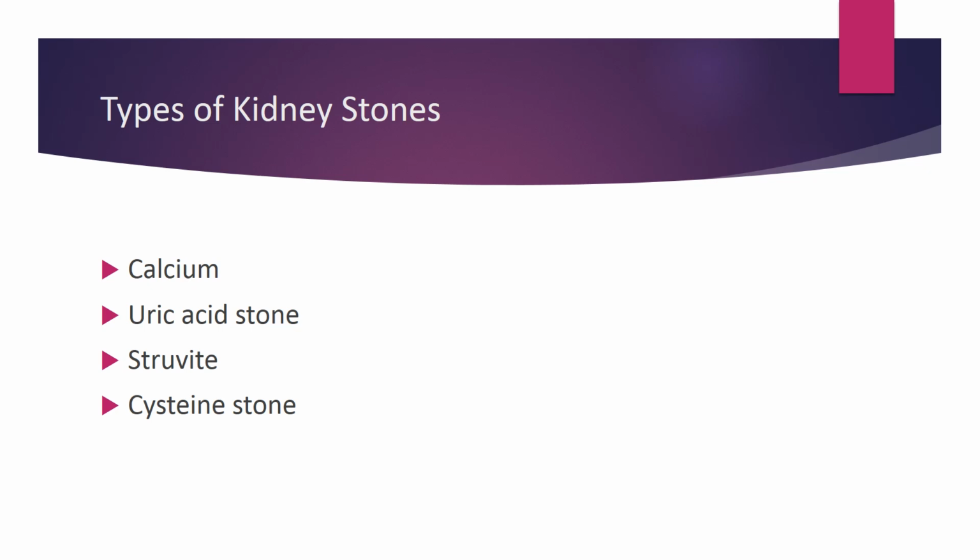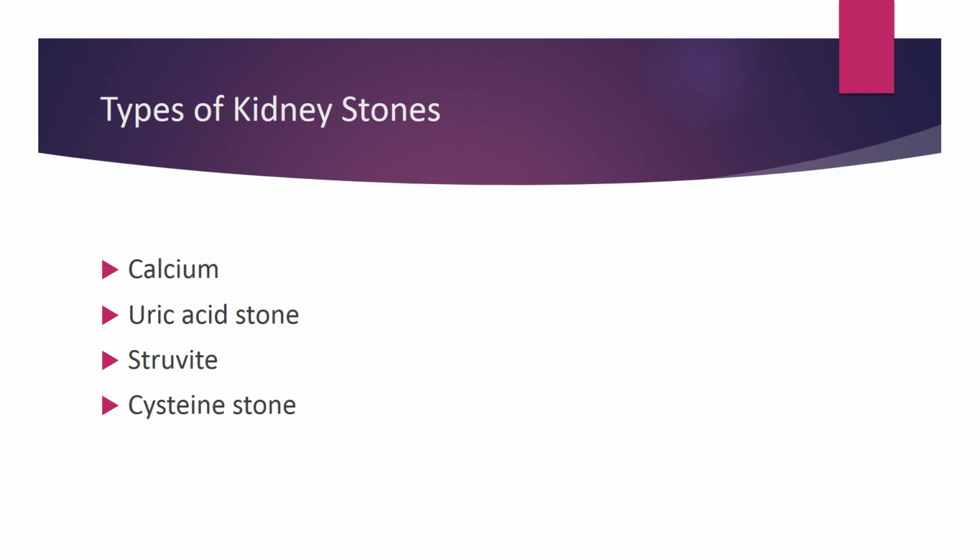Struvite stone. This type of stone is found mostly in women with urinary tract infections. These stones can be large and cause urinary obstruction. They result from a kidney infection. Treating an underlying infection can prevent the development of struvite stones.